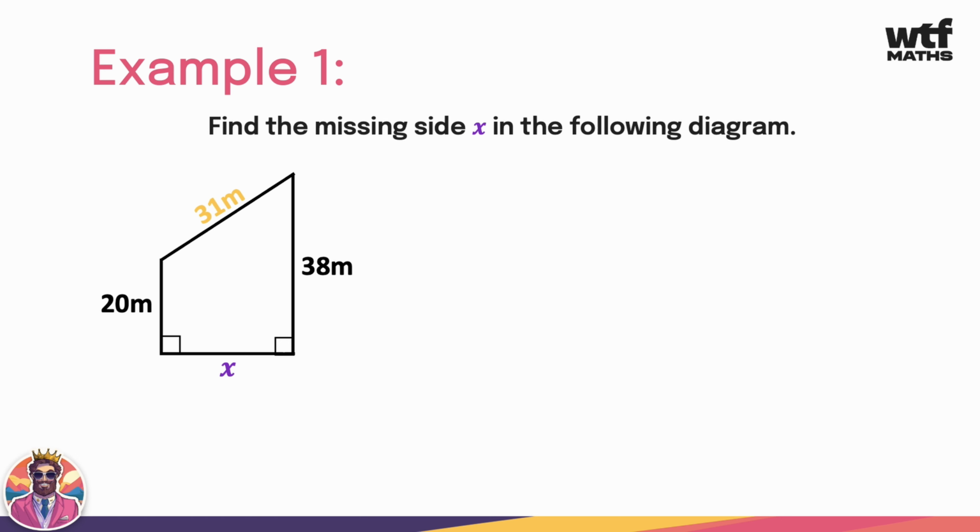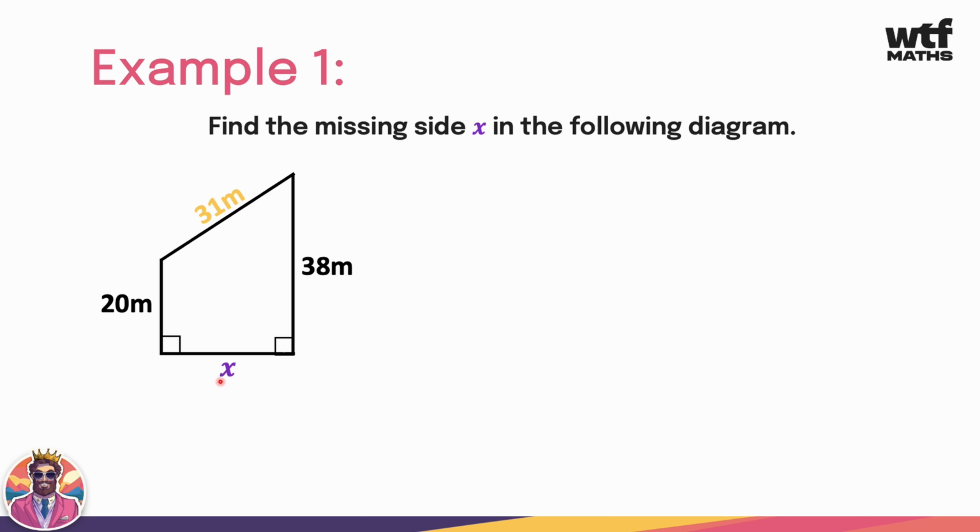So if we look at the diagram on the left, we can see that we have 20 meters here, 38 meters here, 31 meters on a weird slant, and then x down the bottom. How can we work out what x is using this weird shape? Well, let's try to find a right angle triangle. Where could I draw a line to make a right angled triangle? Well, to me, the most obvious choice would be to draw a line right here.